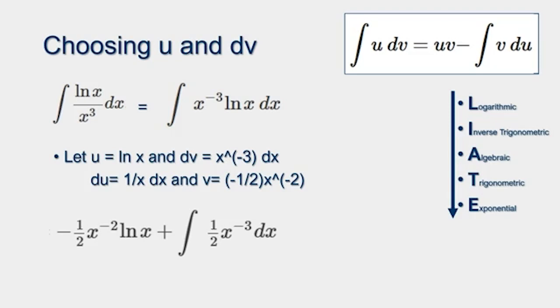We can plug this into our integration by parts formula and have a much simpler integral to solve than we had before. 1/2 x to the negative 3 can be solved using our basic integration methods.